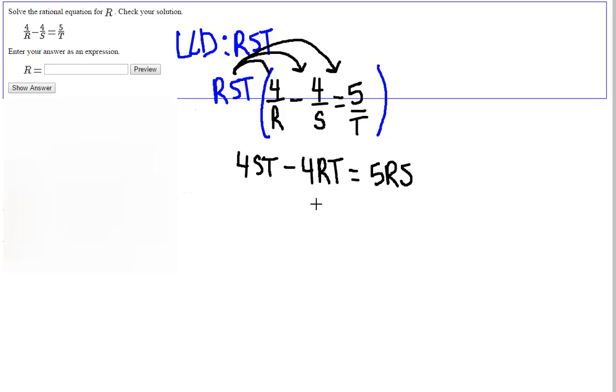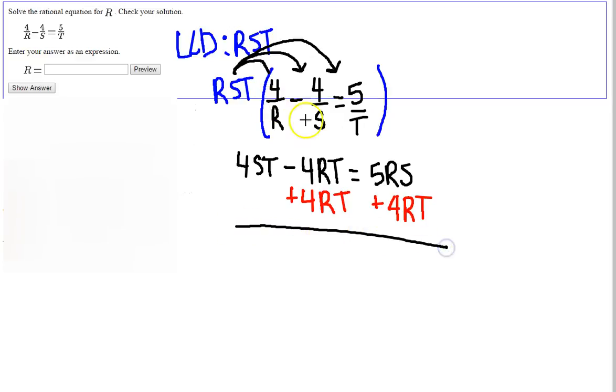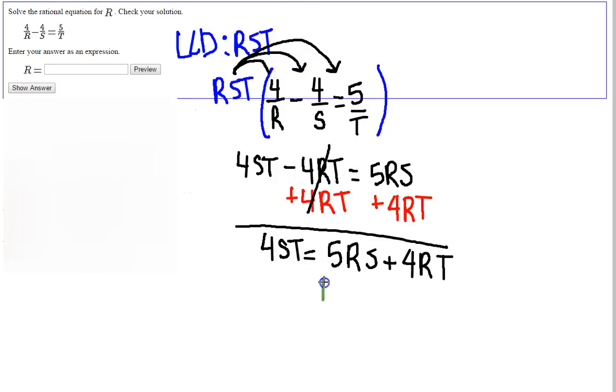So we want to move all of our terms that have R in them to one side of the equal sign. So I'm going to add 4RT to both sides. So then my R will be on one side of the equal sign. So I have 4ST equals 5RS plus 4RT. Next, we want to factor out the R so we can get it by itself.